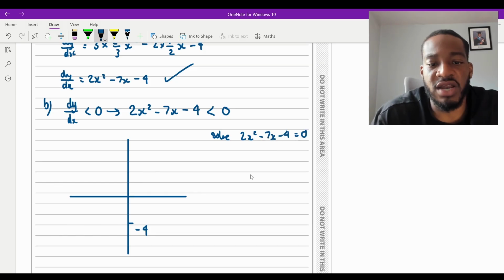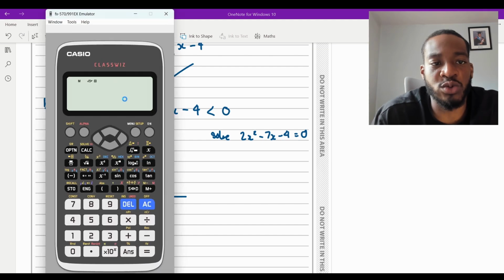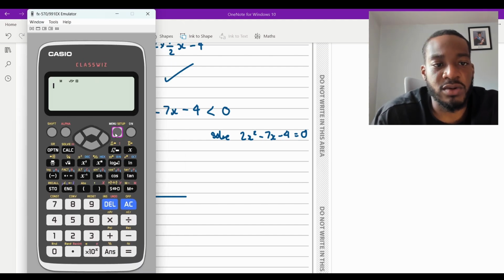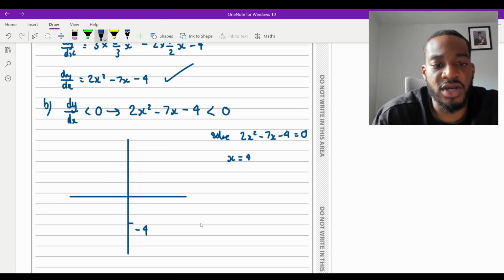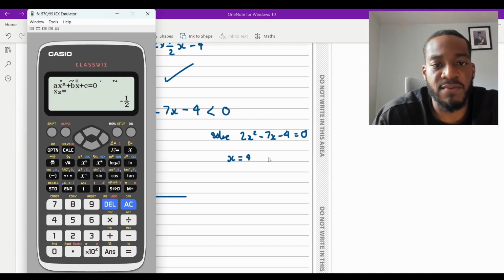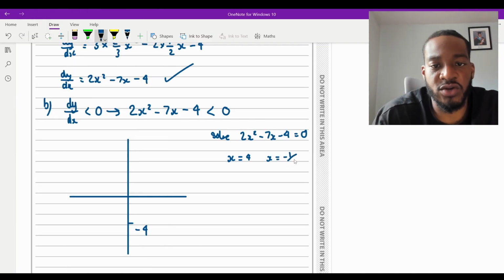Now, this is A-level maths, so you can just put this into your calculator, which is what I will do. So I'm going to go to menu, go to equation, go to polynomial, and 2 again. And I'm going to put the coefficients in: 2, negative 7, and then negative 4. This gives one value of x as positive 4, and the other value of x as minus a half. So those are our 2 values of x.